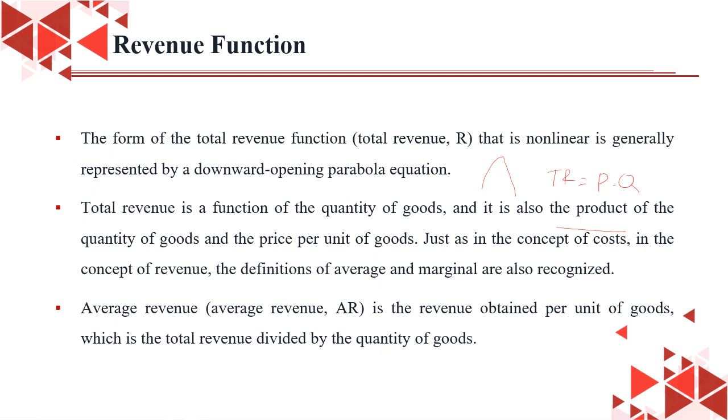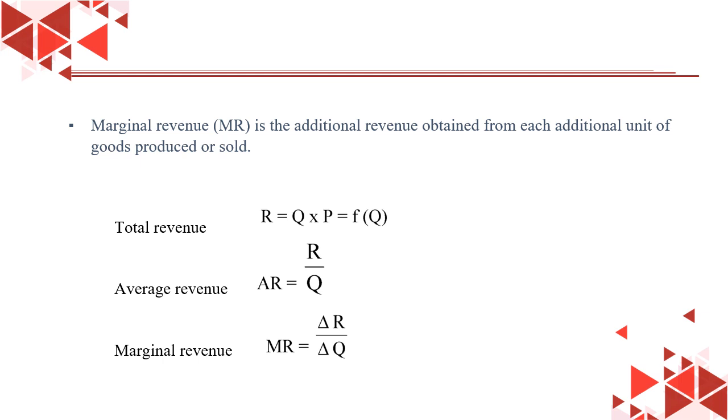Just as in the concept of costs, in the concept of revenue the definitions of average and marginal are also recognized. Average revenue is the revenue obtained per unit of goods, which is the total revenue divided by the quantity of goods. Marginal revenue is the additional revenue obtained from each additional unit of goods produced or sold, just like what I mentioned in marginal cost from the previous part.